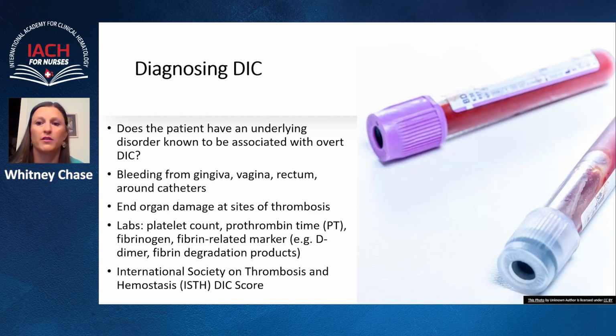So we should also have high clinical suspicion for venous or arterial thromboses. And we can see evidence of end organ damage, like confusion, oliguria, chest pain, dyspnea, purpura, necrosis, even gangrene, depending on the location of bleeding or thrombosis. So we would want to check a platelet count, a prothrombin time, fibrinogen, and fibrin-related markers like D-dimer or fibrin degradation products. And these values help us determine the International Society on Thrombosis and Hemostasis DIC score.